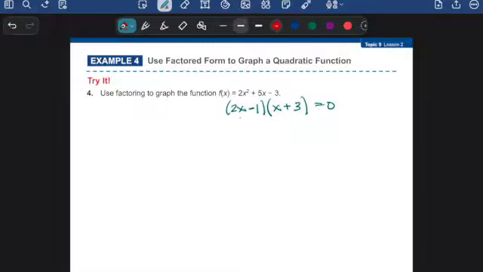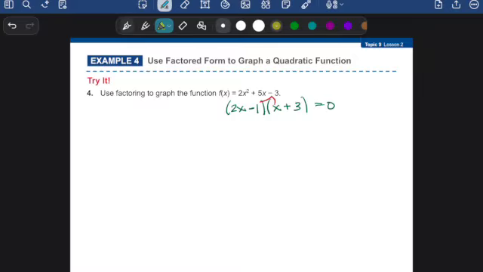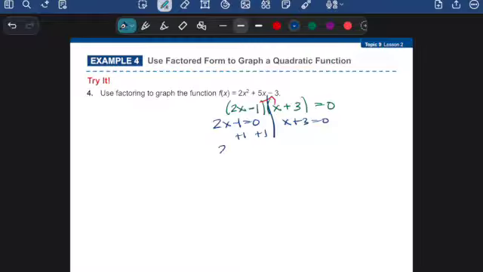So double check with your FOIL, check the outer and the inner. 2x times 3 is 6x, and the inner would be minus 1x. That gives me a total of 5x. That's what I want, so I know I factored it correctly. Now I can split the two binomials using the zero product property and then solve for x. So 2x minus 1 equals 0, x plus 3 equals 0. Add 1 to both sides. 2x equals 1, x is going to equal 1/2, or x will equal negative 3. So there are my x-intercepts.